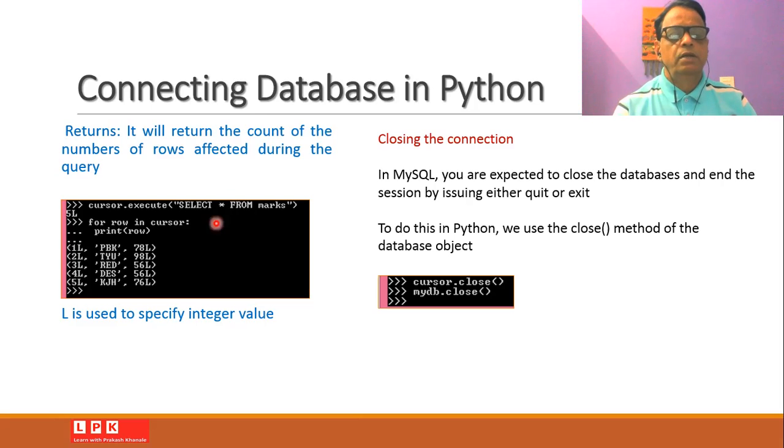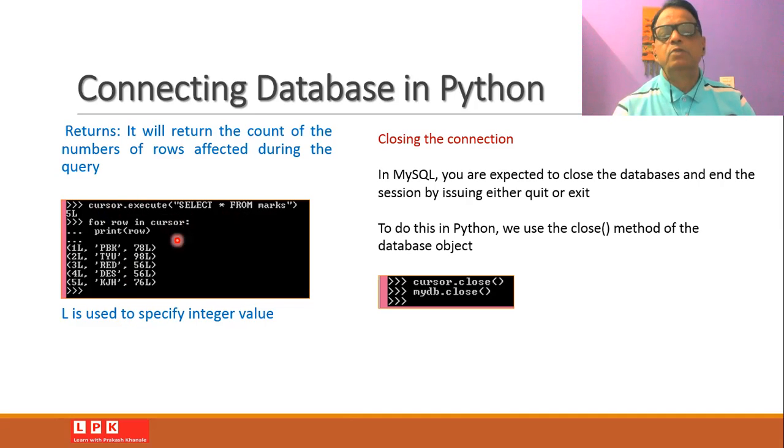So for example, if I type on the Python prompt cursor.execute bracket select star from marks, where marks is my table in the database new schema, and I'm selecting all the rows from the table marks. So I will get the message 5L. It means that 5 rows are affected. L is being used to specify the integer value.